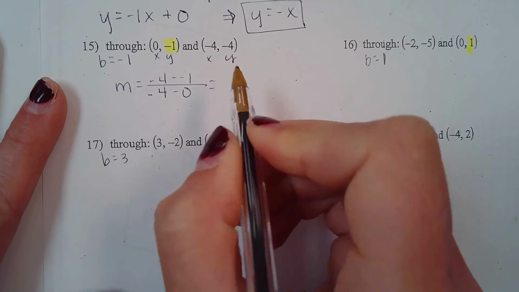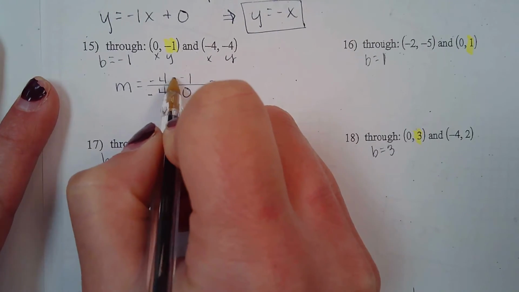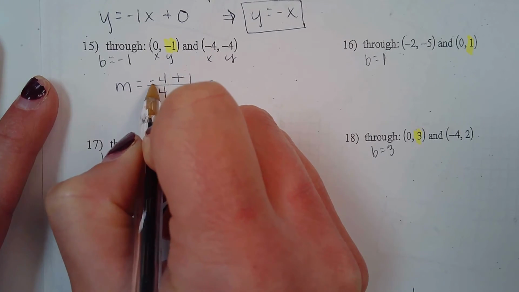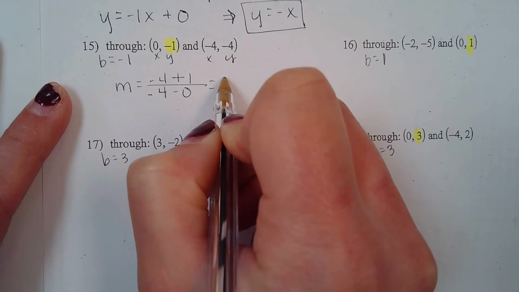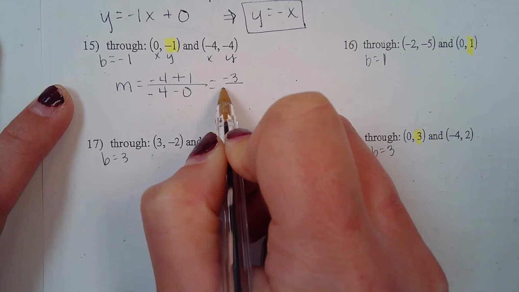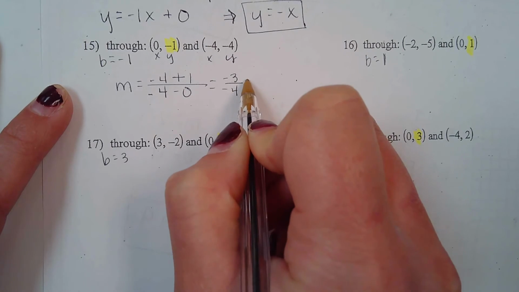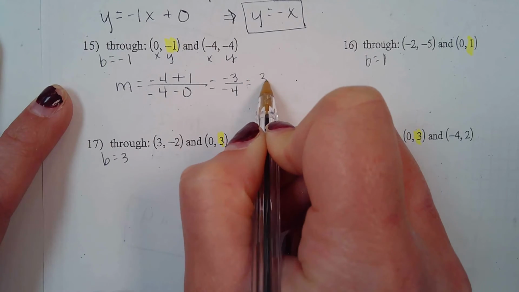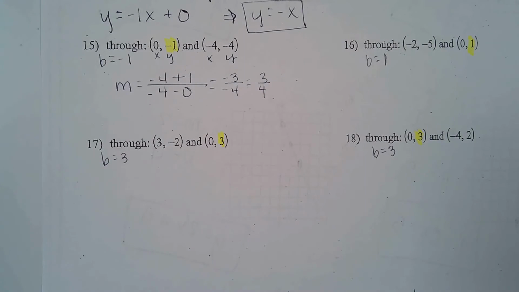When you minus the negative, what are you really doing? So what is -4 plus 1? On the bottom, you got -4 minus 0. What's -3 over -4? Positive 3 over 4. Negative divided by negative gives you positive. I think that's where some of y'all were messing up on the quiz yesterday. If you had negative over negative and you left the whole thing as negative, but a negative divided by a negative is positive.